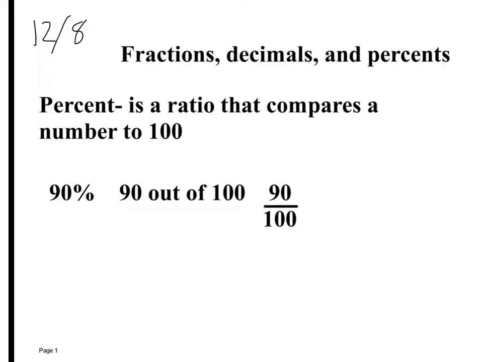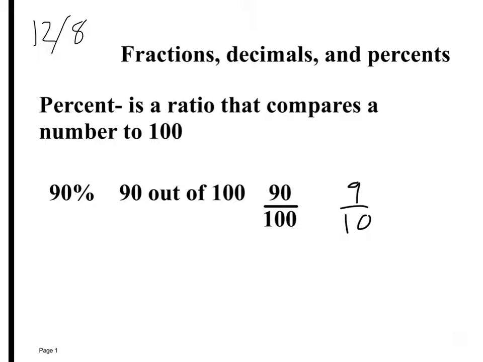Today we're doing fractions, decimals, and percents. First thing you need to know is a percent is a ratio that compares a number to 100. Always remember that. A percent is always out of 100. So 90%, they can write that as 90 out of 100, or they write this as a fraction, 90 out of 100, which we would say reduces to 9 over 10. So 9 over 10 is the same thing as 90%.